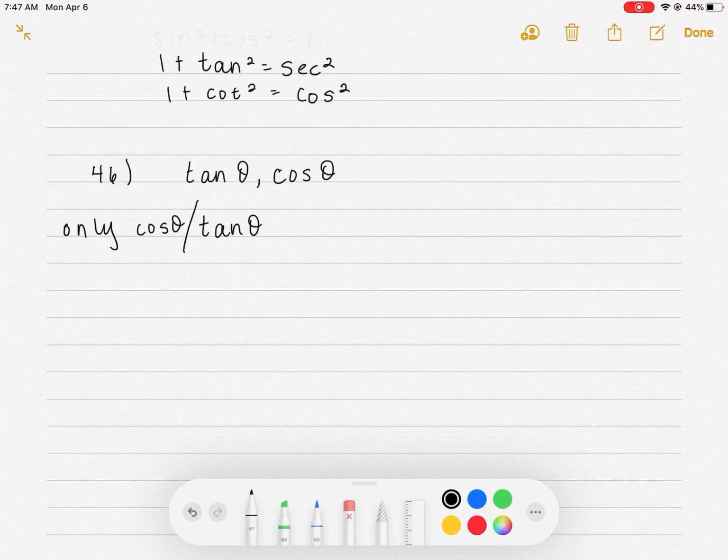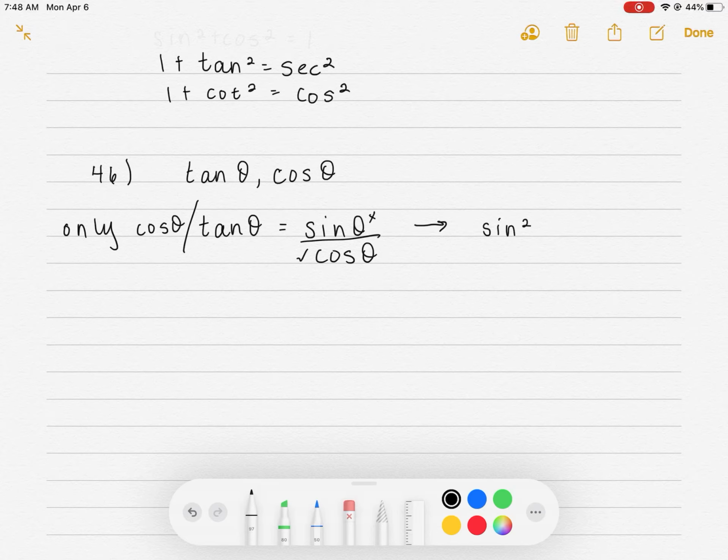So I'm going to rewrite this in terms of sine and cosine. So I have sine theta over cosine theta. This is good. This isn't. So I need to rewrite sine in terms of cosine. So I look at my identity.